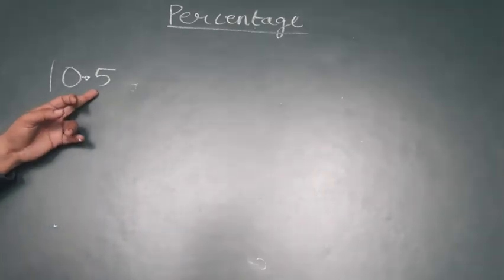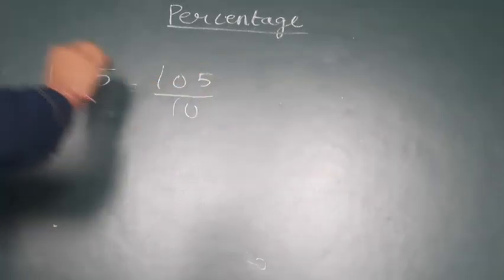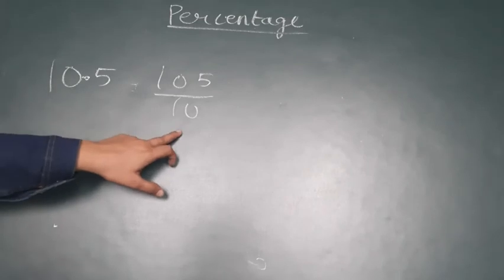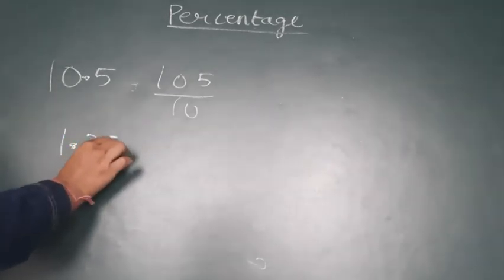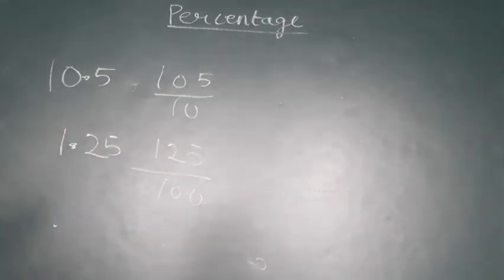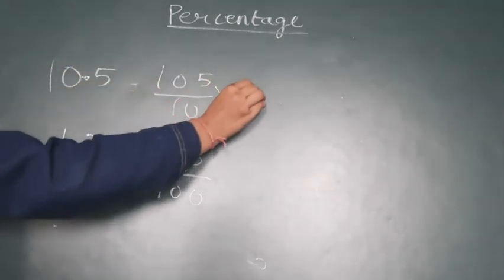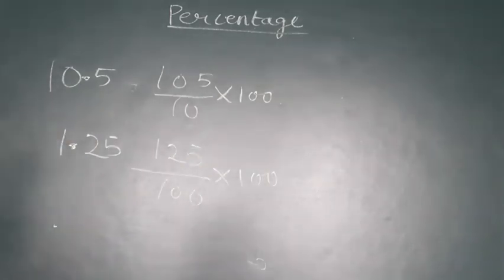Since there is one digit after the decimal point, so it will be 105 upon 10. We have to add 1 0 to the denominator. If it would have been like this 1.25, then it will be 125 upon 100. This is the first step. The first step is to convert the decimal into fraction. Now the second step will be multiply it with 100. So the second step is to multiply it with 100 in order to convert it into percentage.